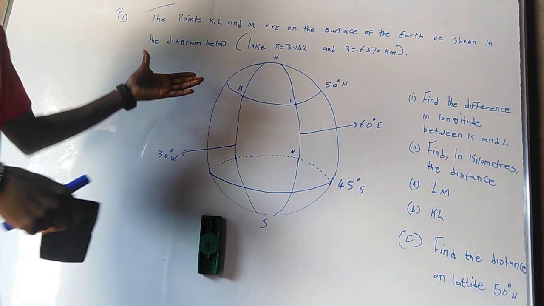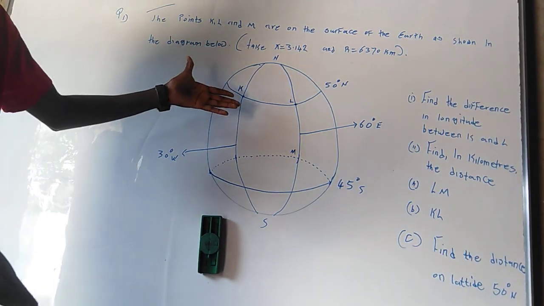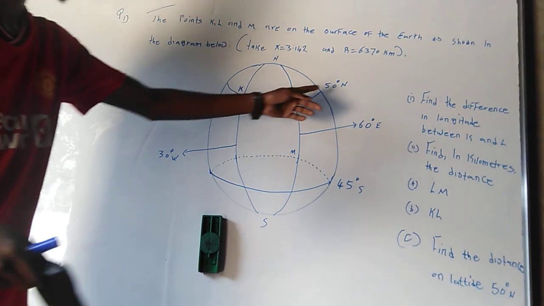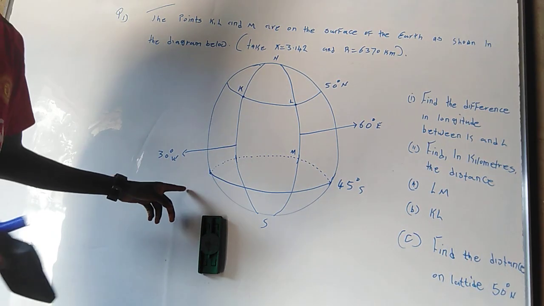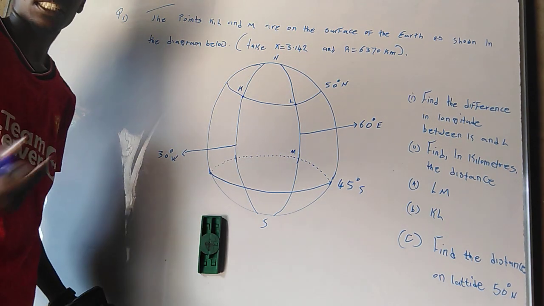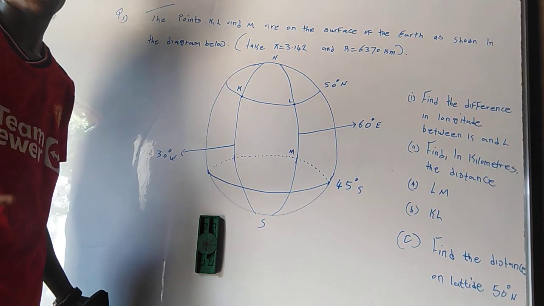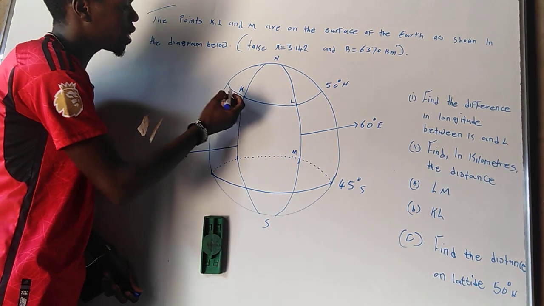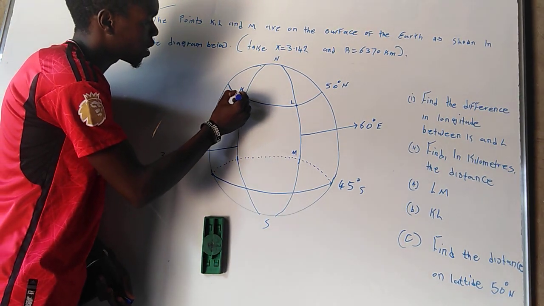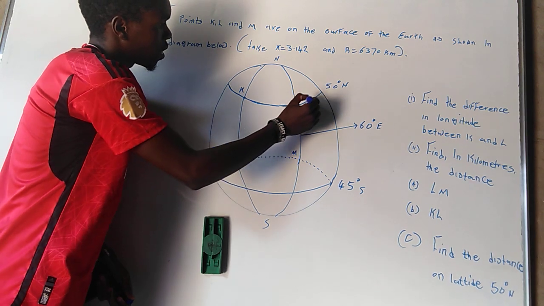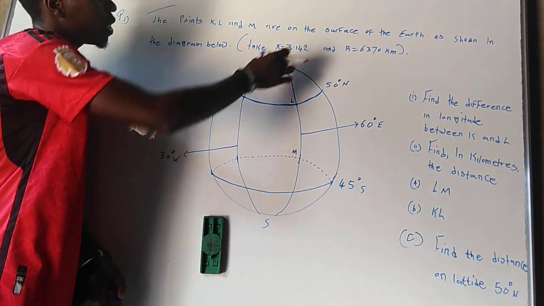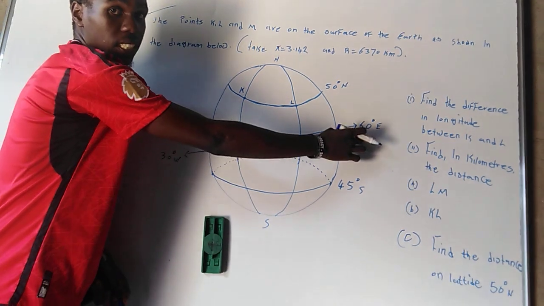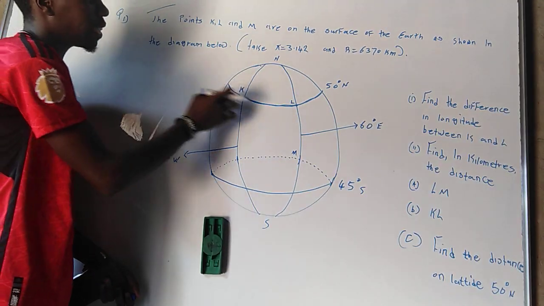This is the diagram that we are having. We have these coordinates, this one and this one. There are some things that you need to know under Earth geometry. First, we have these lines. This is the north, this is the south, this is the west, and this is the east. You need to know what these lines are.